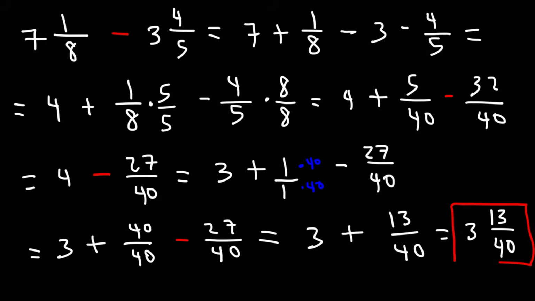So now you know how to subtract two mixed numbers and how to leave your final answer as a mixed number as well. Now let's talk about how to multiply two mixed numbers. So let's say if we have 7 and 1/4, and we want to multiply that by 3 and 2/5. How can we do this?